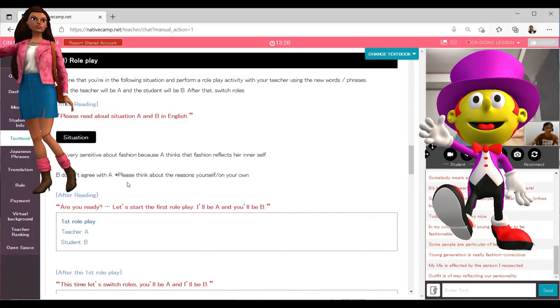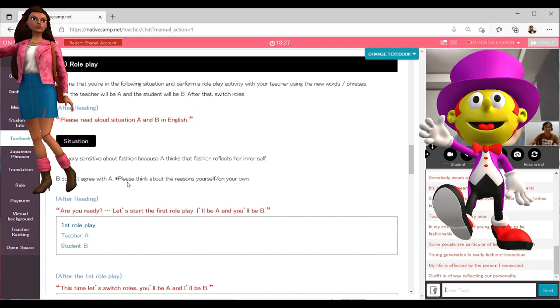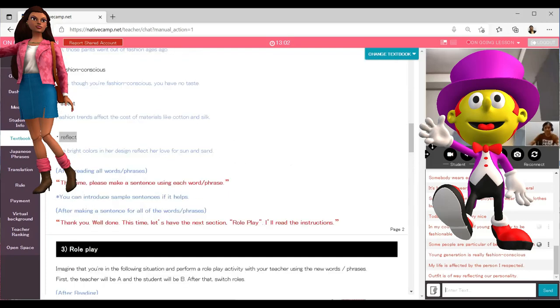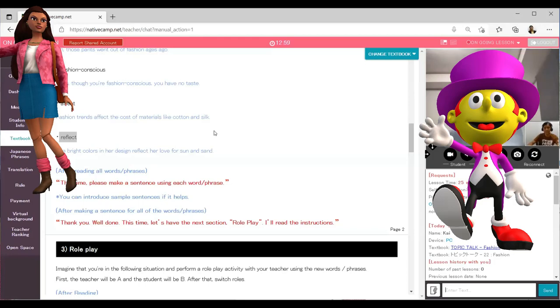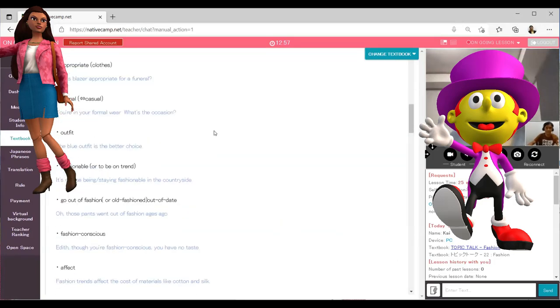A is very sensitive about fashion because A thinks that fashion reflects her inner self. And B doesn't agree with A. Please think about a reason on your own. So I like fashion and you don't like fashion. Okay, let's start. Now let's do the role play. We will try to use these words and phrases as much as possible.